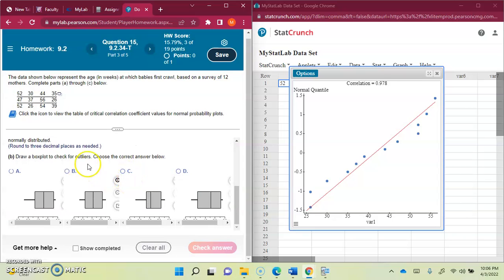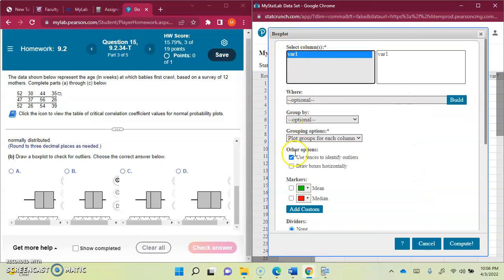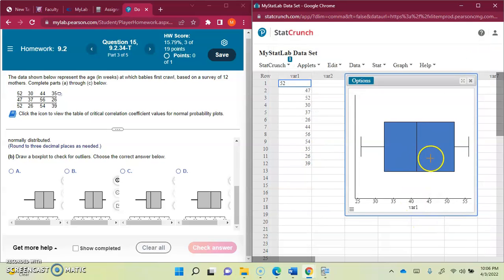Okay, draw a box plot. So let's see, close this. And now from the graph, select the box plot. For this variable, I want it horizontally, and I want to identify if there are outliers. Compute. This is what it looks like. As you see, it's almost symmetric, and the left side whisker seems a little longer than the right side, but the box almost seems symmetric.